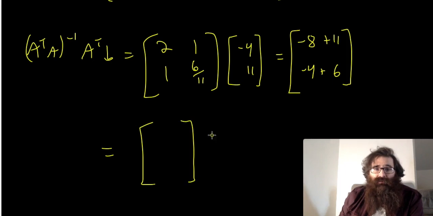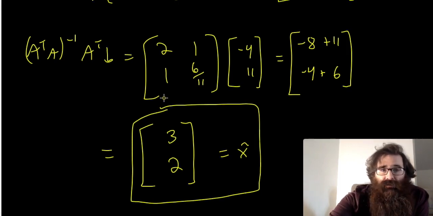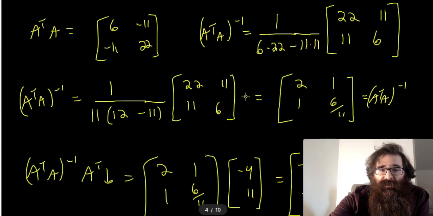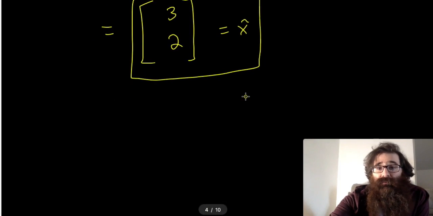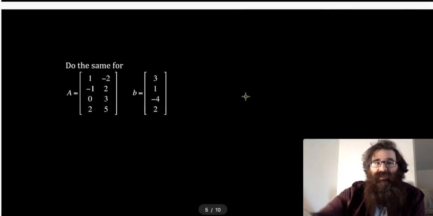And if I go ahead and solve now, 11 minus 8 gives me 3. And 6 minus 4 gives me 2. And this should look familiar. I'm just solving for the same thing again. That familiar vector x hat. We did it with the normal equations, got 3, 2. We did it solving directly with inverses, got 3, 2 as well. Hey, let's see another example.